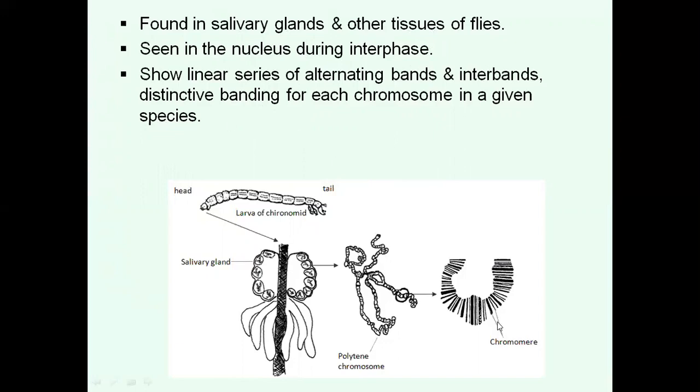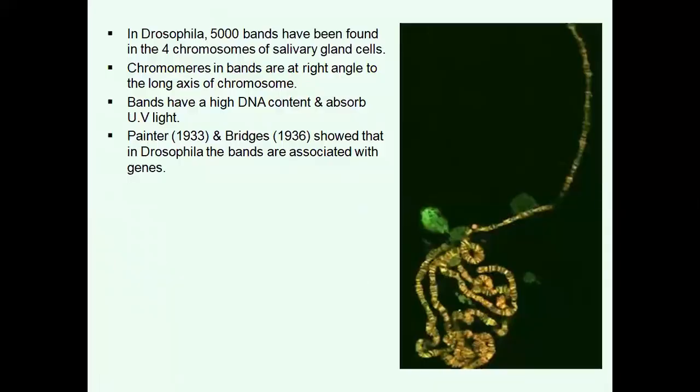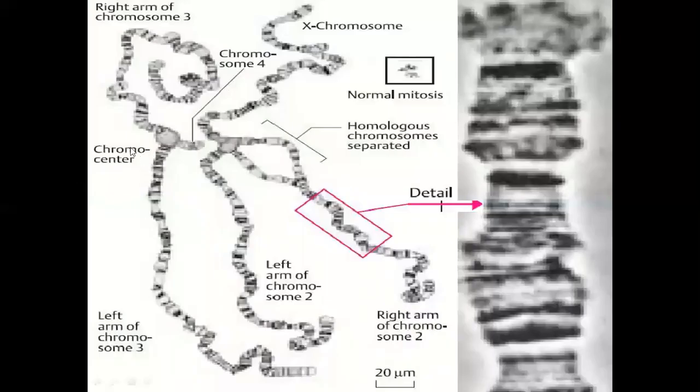See here, these are the chromomeres of the polytene chromosome, which has many strands. The fusion center is called the chromocenter. So this is called the chromocenter. Four chromosomes are attached, fusion taking place. Here light-colored bands and thick-colored bands are present. The bands and interbands are present on the chromosomes.